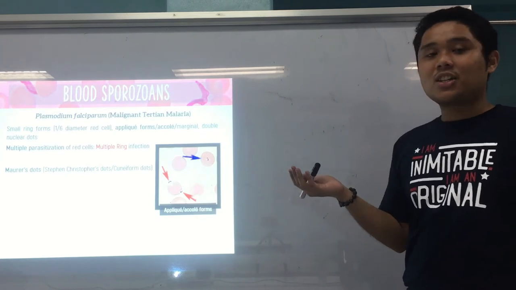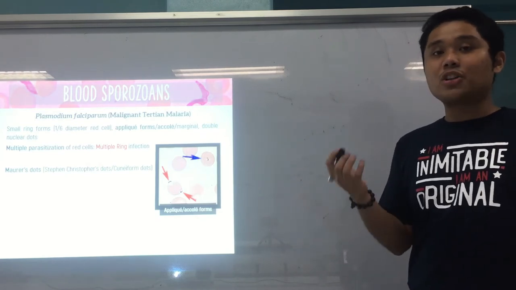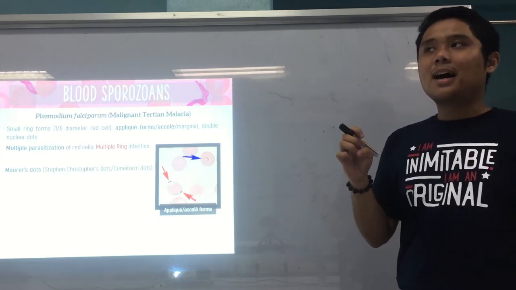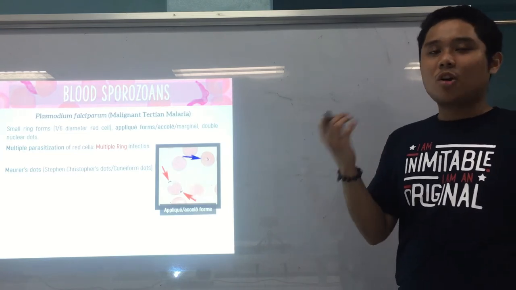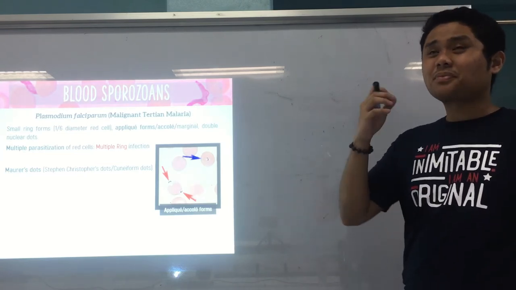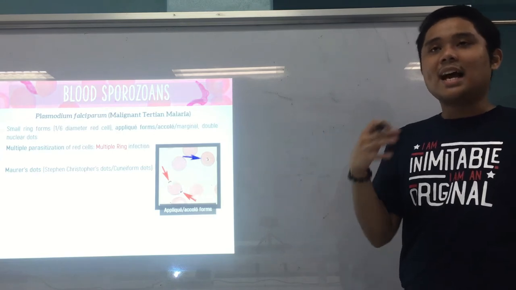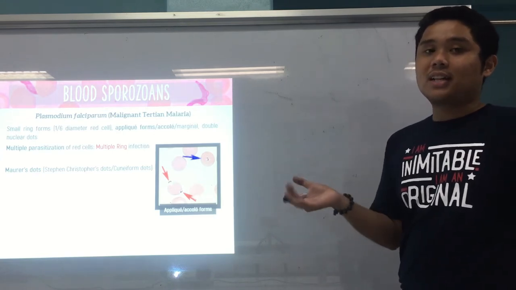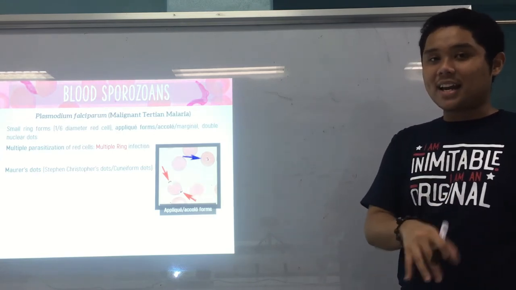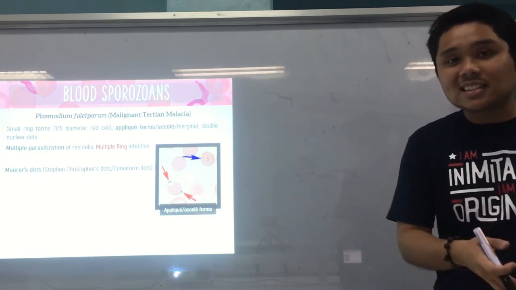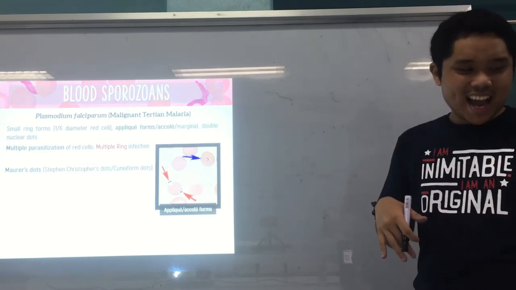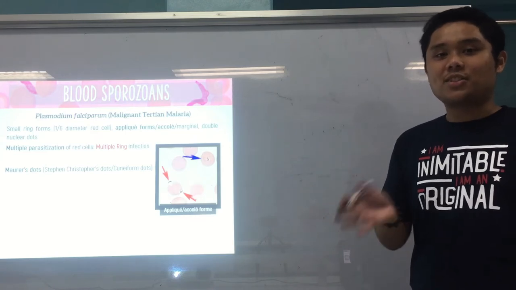It has characteristic dots known as Maurer's dots. These dots are like condensed hemoglobin in the RBCs, and that's their characteristic appearance. For falciparum, that's Maurer's dots. Later, I will share a mnemonic for the different dots in each Plasmodium species, so don't worry.